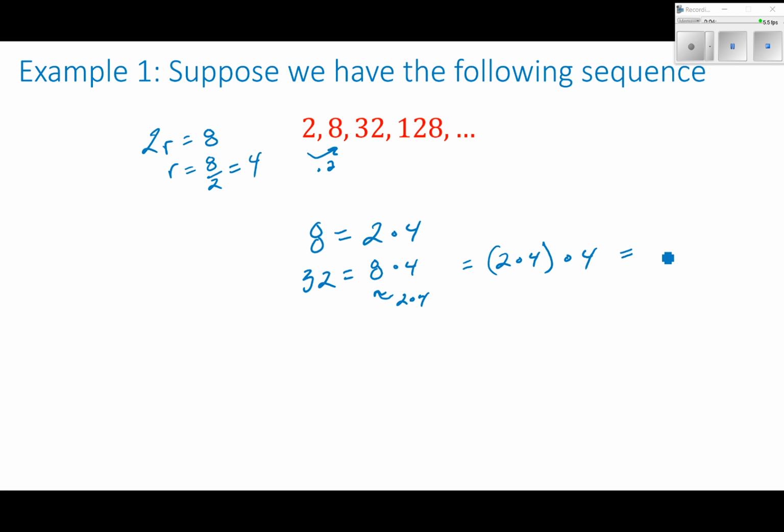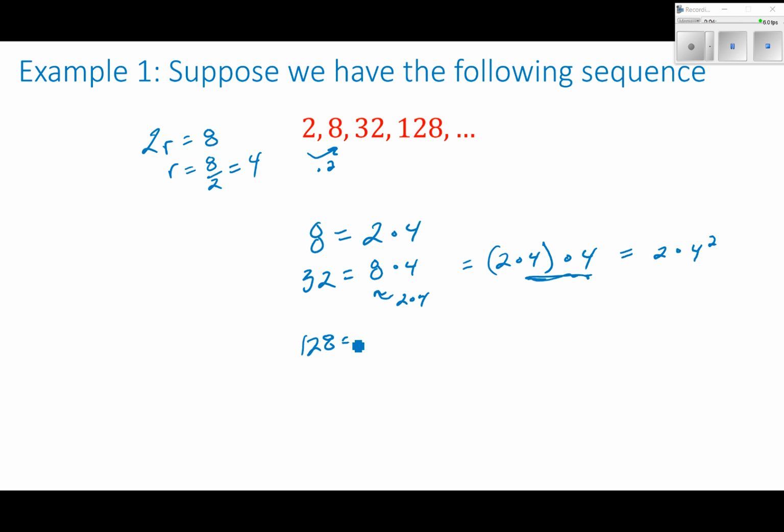Or I can think of this as 2 times 4 squared, because I have 2 4s I'm working with here. So that's 4 squared. Don't think of it as 2 times 4. That's 4 times 4, 4 squared. 4 times 4 is 16. 4 squared is 16.